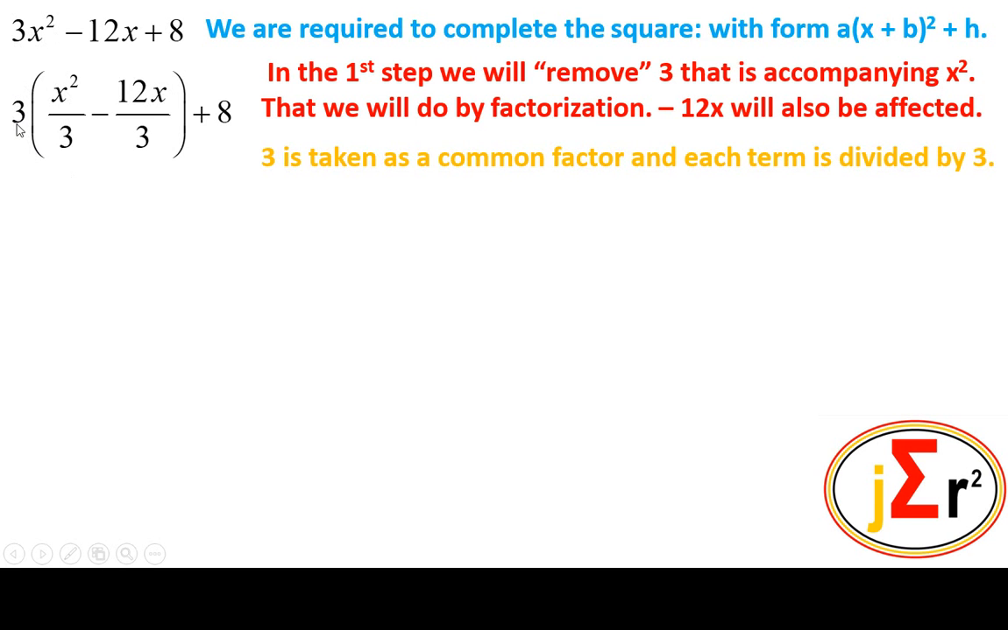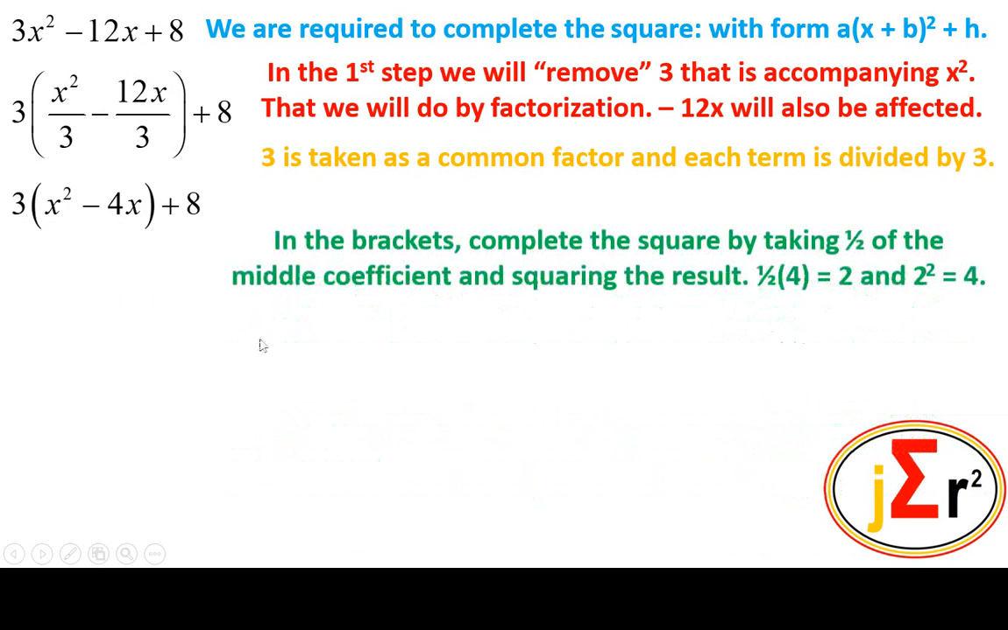Then we have 3 into 12x. 12x divided by 3, the result will be 4. There we go. 3x squared minus 4x plus 8. 3 into 3x squared is x squared. And 3 into negative 12x, we will have 3 into negative 12 is 4, and the x returns. So we'll have x squared minus 4x plus 8.